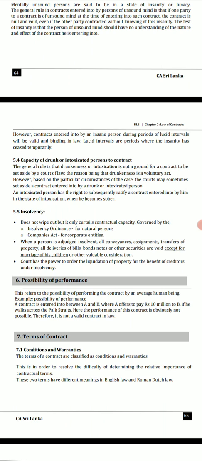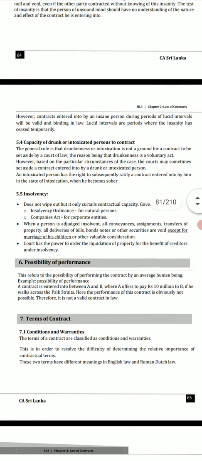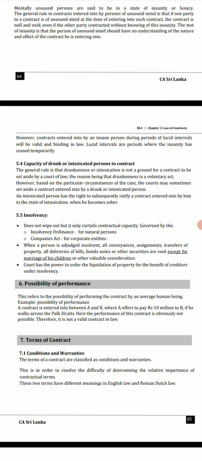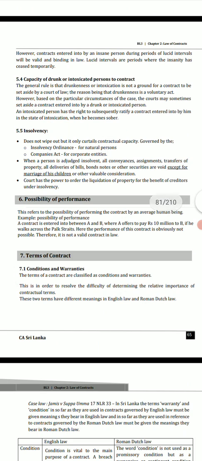When a person is adjudged insolvent, all conveyances, assignments, transfers of property, and all deliveries of bills, bonds, notes, and other securities are void, except for the marriage of his children. The court has the power to order the liquidation of properties for the benefit of creditors under insolvency. That means if you have a huge debt, your creditors can go to court and ask for a grant to liquidate your properties in order to pay them. You will be left without a single penny if there's a liquidation case against you. So be careful if you are going into debt or going broke.